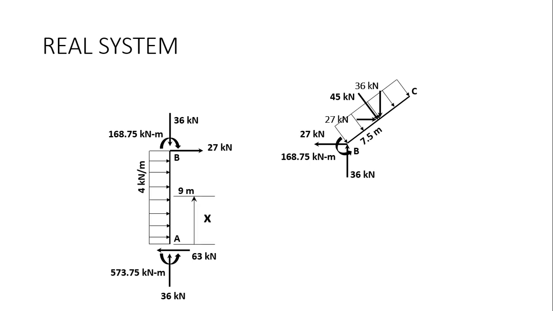Okay, ito naman sa segment AB, kunin natin na origin yung point A, at para sa segment BC, kunin natin origin yung point C. So, by passing a cutting plane, okay, so we have what? M plus 573.75 minus 63 times X plus 4 times X times kalahati ng X, which is X over 2, so that is 4 times X squared over 2. And then upon simplifying, we have M is equal to negative 573.75 plus 63x minus 2x squared.